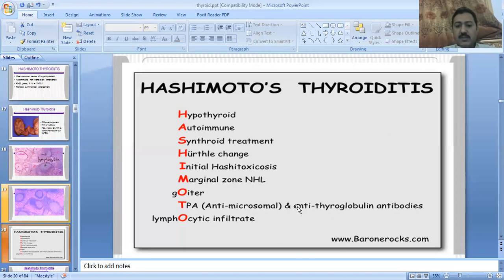These are the abbreviations for the T and the Hashimoto. And there is the OS, lymphocytic infiltrate and lymphocytic aggregate. There will be lymphocyte accumulation in the thyroid stroma. So these are the features by which you can remember Hashimoto thyroiditis. H stands for hypothyroid, A for autoimmune, S for synthetic treatment, H for Hurthle cell change, I for initial thyrotoxicosis, M for marginal zone non-Hodgkin lymphoma, O for goiter, and T for thyroid peroxidase antibodies, and OS for lymphocyte infiltrate.